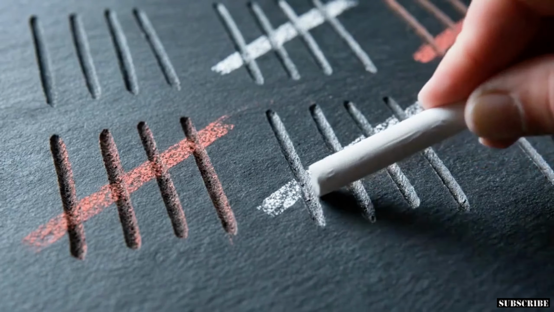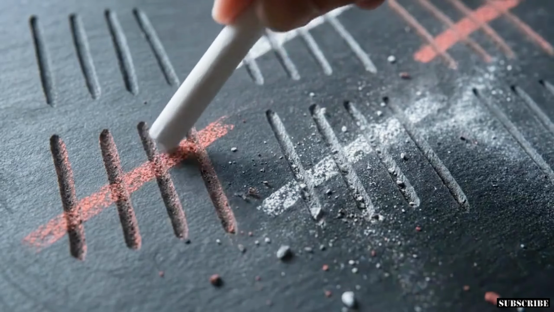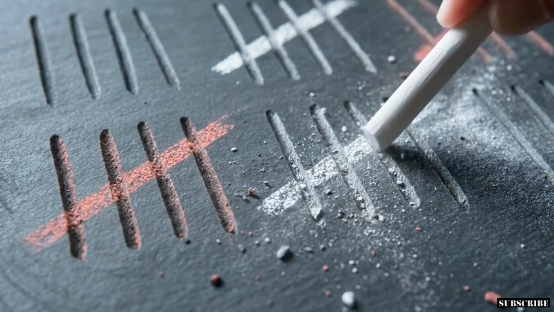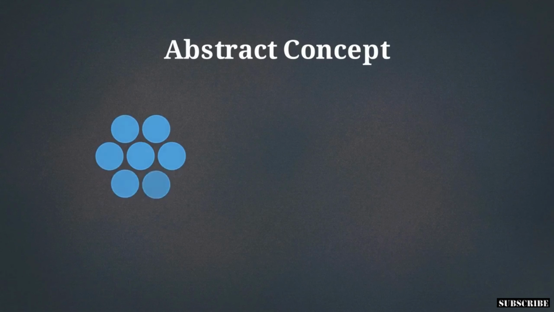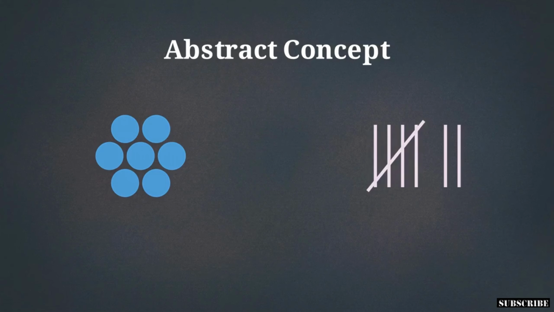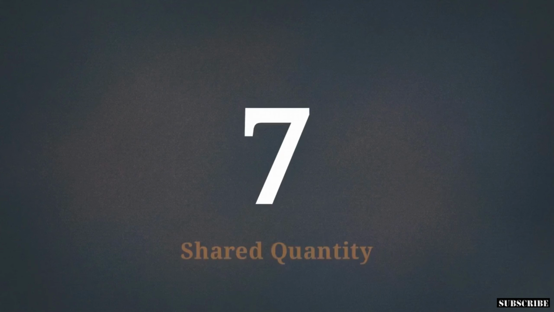Counting is the first method we developed to organize the physical world. It allows us to categorize how many objects we are looking at by assigning a specific value to a group. But the number itself is an abstract concept. Whether you are looking at 7 balls or 7 pencils, the digit 7 represents only the shared quantity between them. It is a label for a property, not the object itself.